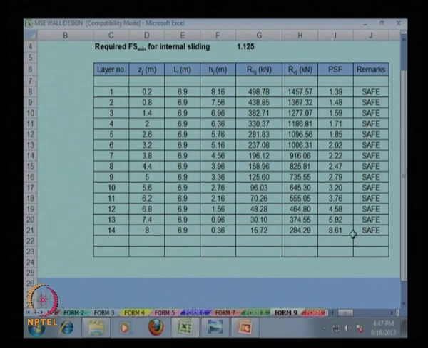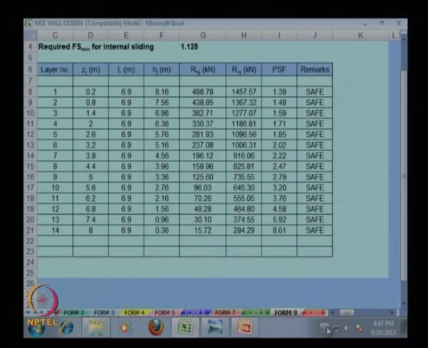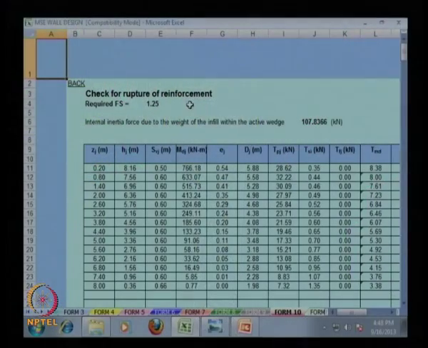So you can calculate this factor of safety. You can see that it satisfies the criteria as per the BS code specification. So all these factors of safety are safe. Now the seismic analysis check for rupture. Here we check for the rupture of the reinforcement, and the required factor of safety is 1.25.